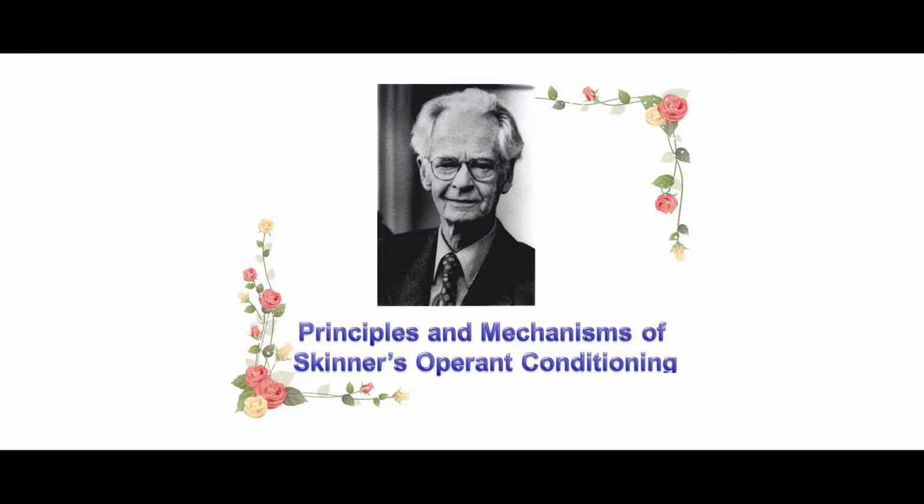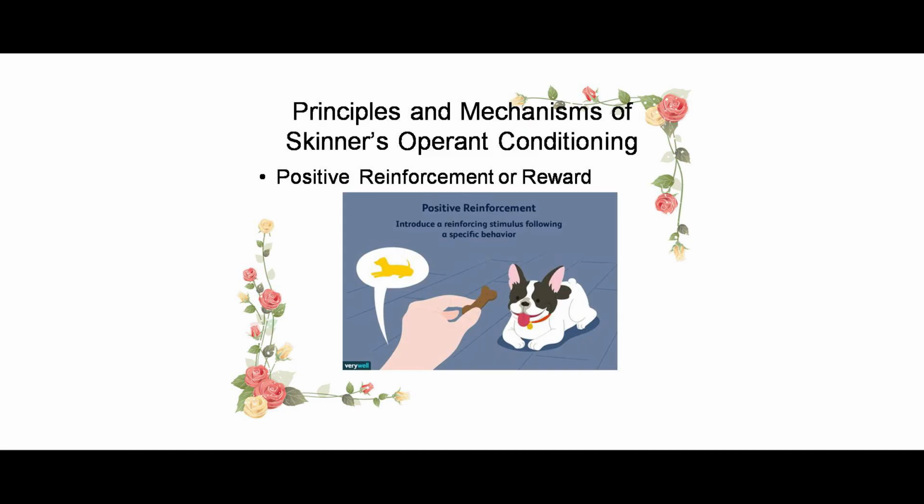Now let's discuss the principles and mechanisms of Skinner's operant conditioning. First one is the positive reinforcement or reward. Behavior that is positively reinforced will reoccur. Intermittent reinforcement is particularly effective. A reinforcer is anything that strengthens the desired response. A reinforcer could be verbal praise, a good grade, or a feeling of satisfaction.